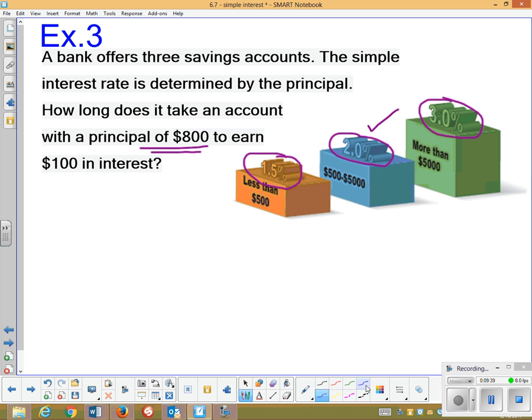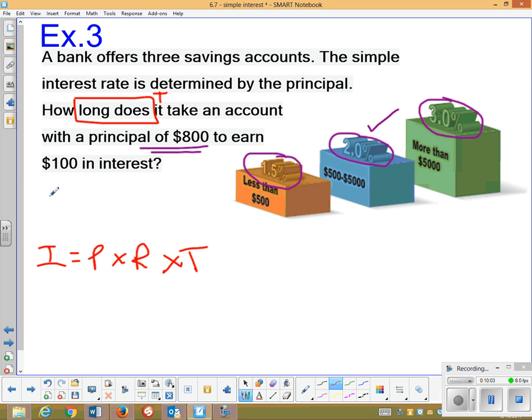So we want to know, let's see, how long does it take? How long does it take? So are we trying to figure out the I, the R, the P, or T? The how long means it's the T, the time. So we're going to go ahead and put I equals P times R times T, where I is going to be the interest that you earn.